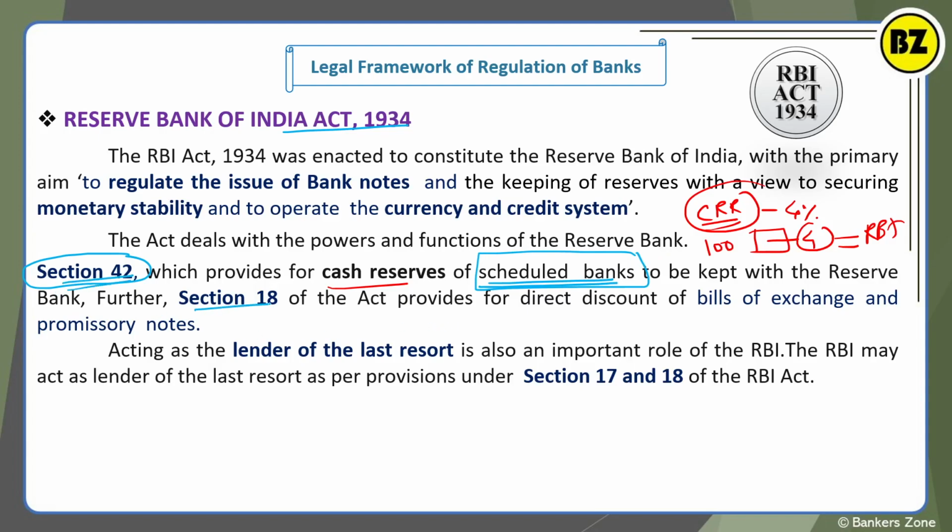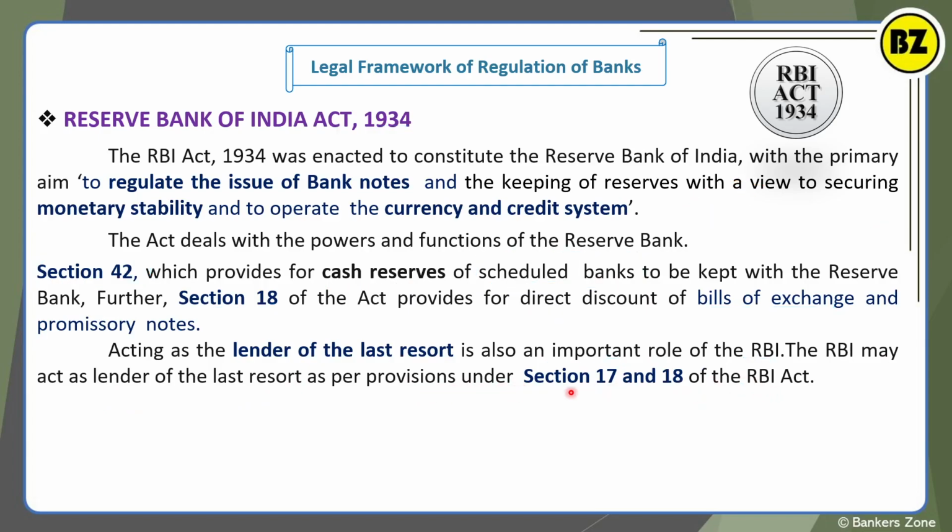Apart from that, section 18 of the RBI Act provides for direct discount of bills of exchange and promissory notes. Okay, so this is the provision under section 18. Now, acting as the lender of last resort is also one of the important roles of the RBI. The RBI may act as the lender of last resort as per the provision under sections 17 and 18 of the RBI Act. So here, what do you mean by lender of last resort?